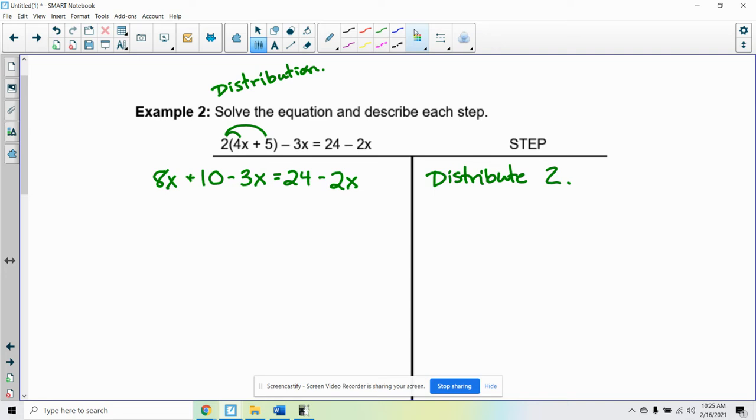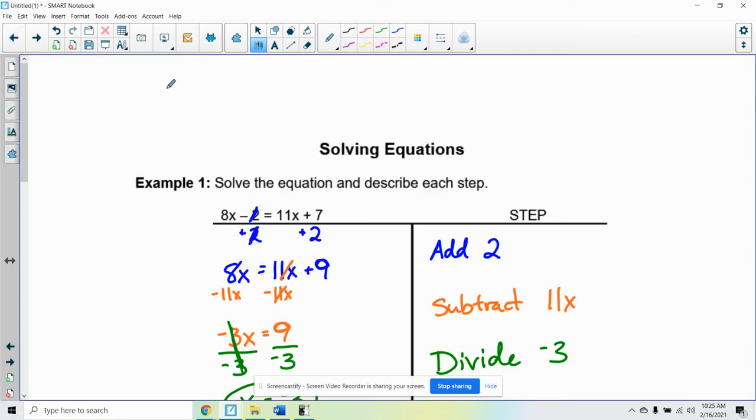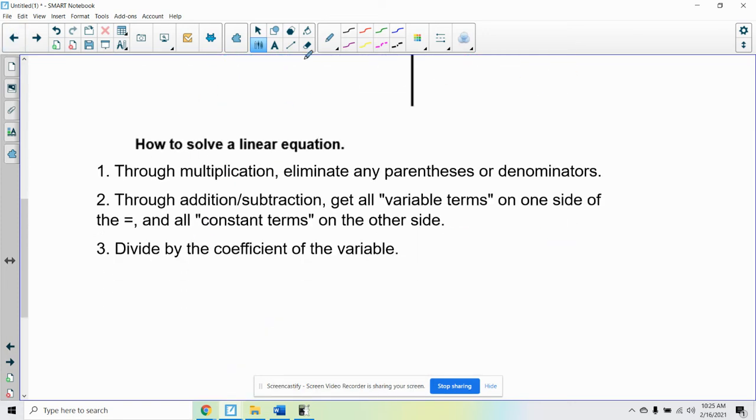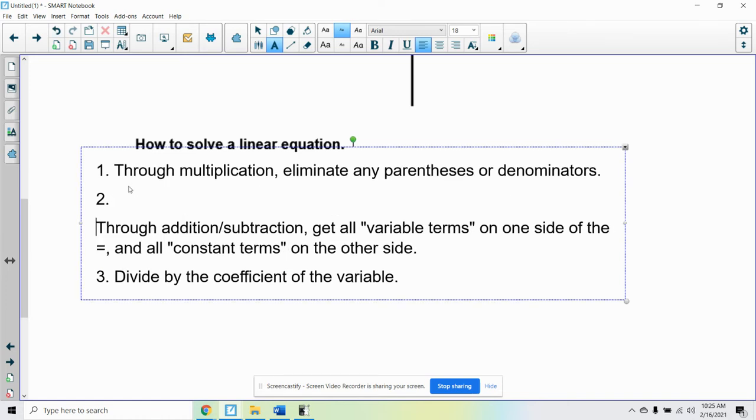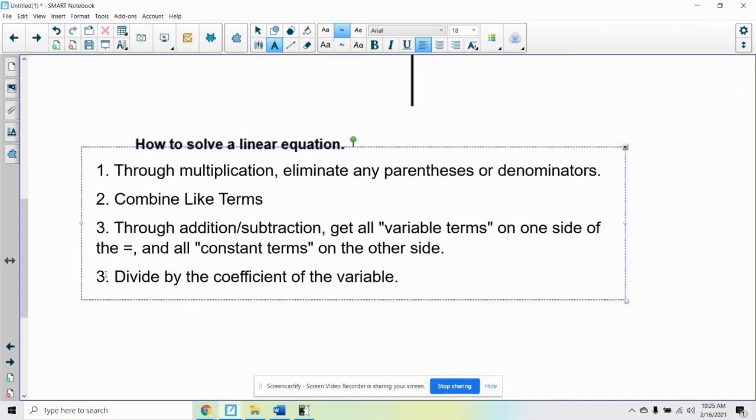Okay. From there, I actually forgot a step. So you don't have to add this in. I'm going to add it into my steps here. Technically, you should be doing this. So let's do this. Combine like terms. I'll explain that in just a second. I apologize if you have to rewrite that, or you can just add it at the bottom and put an arrow up. That's fine.